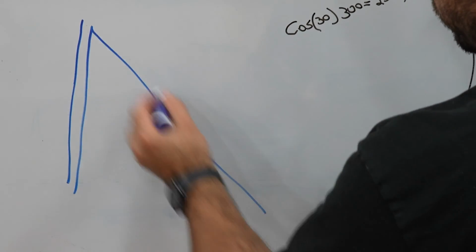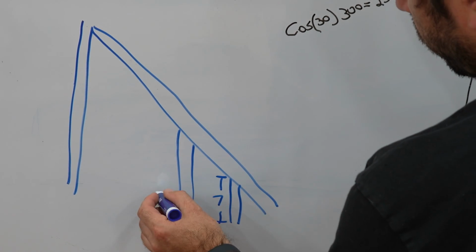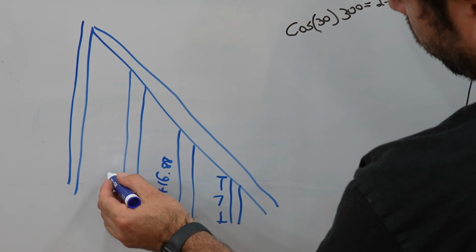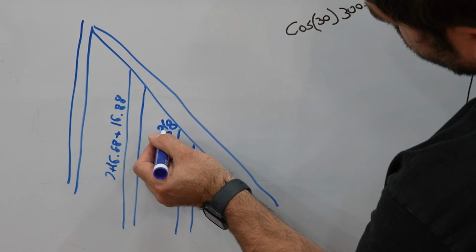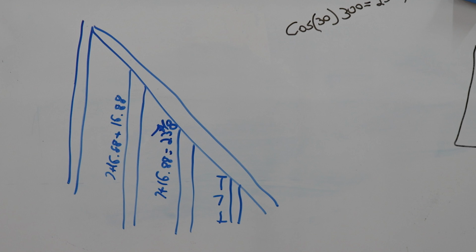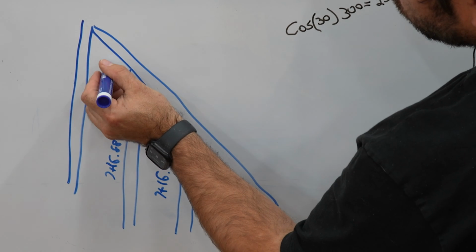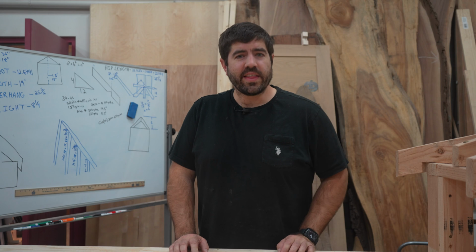So let's say my layout was 16 inches on center, and the one jack that I measured was 7 inches. If I needed another one going higher on the hip, I would add 7 and 16.88 to get a new jack rafter length of 23.88, which is 23 and 7/8. So you only need to find the length of one jack rafter and make sure it fits, and then you can calculate all the other ones. Same thing on the framing square goes for the diff in jack length 24-inch on center, if that's what your layout is. That is all I had for this video.